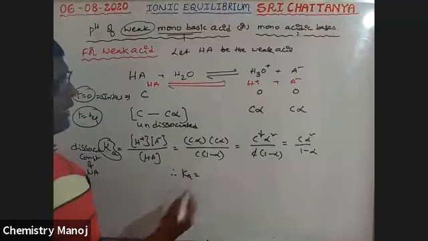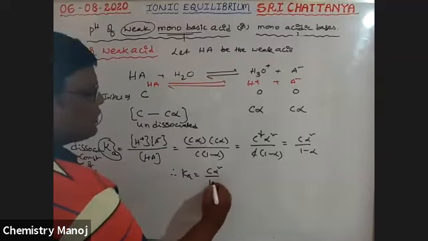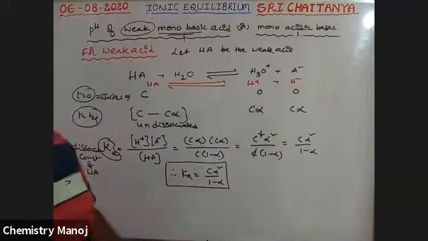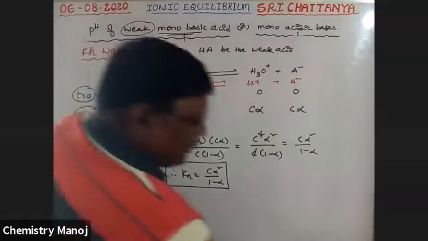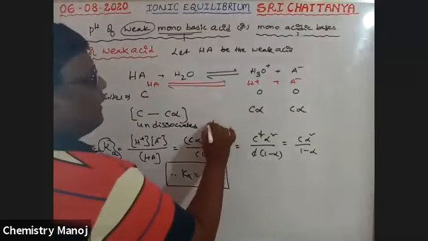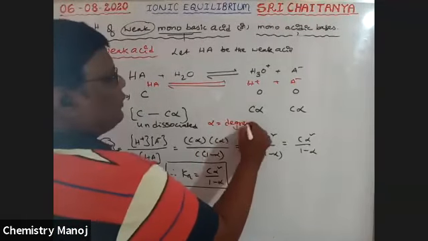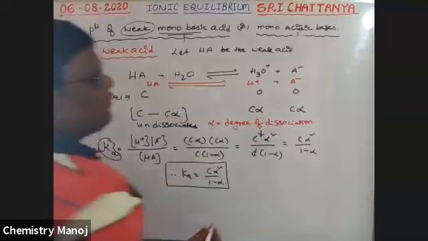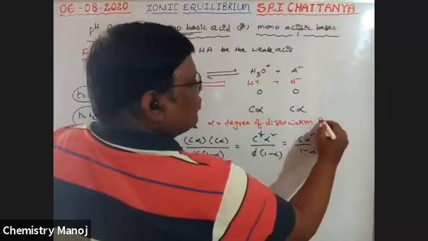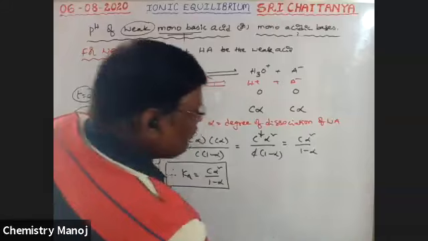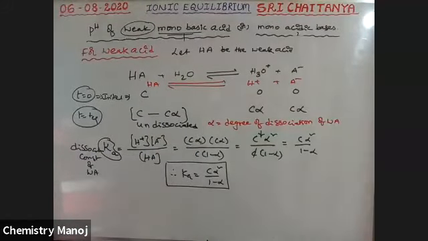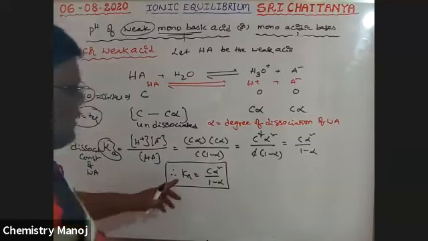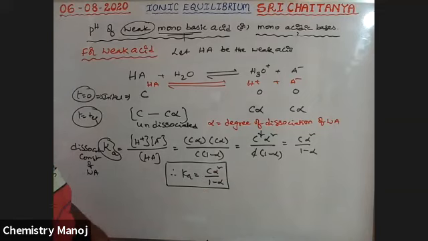Therefore, Ka is equal to C alpha square by 1 minus alpha. It is for weak acid. What is this alpha? Alpha is nothing but the degree of dissociation of the weak acid. C is the initial concentration of HA. So our answer is Ka is equal to C alpha square by 1 minus alpha.